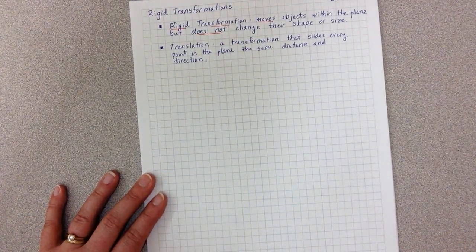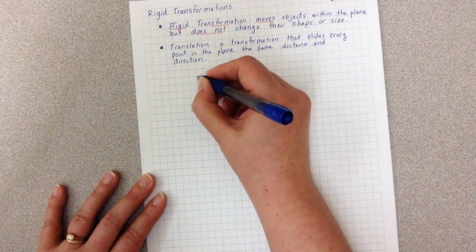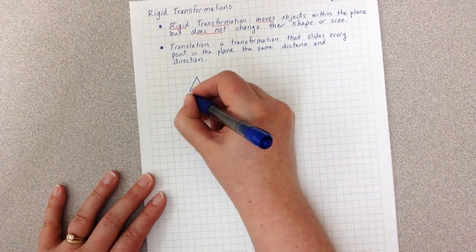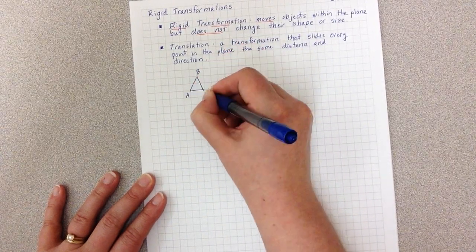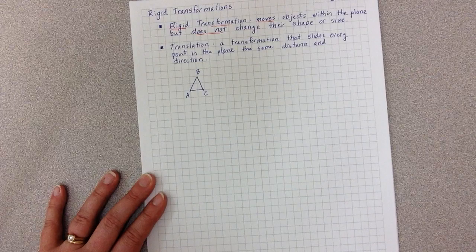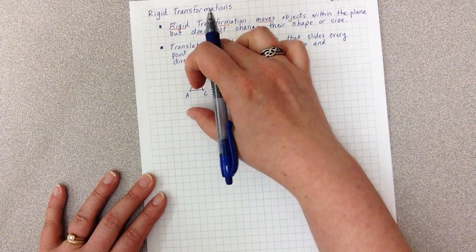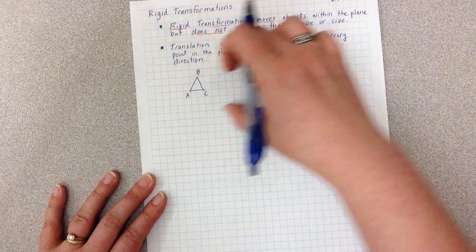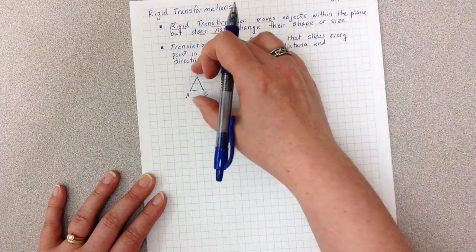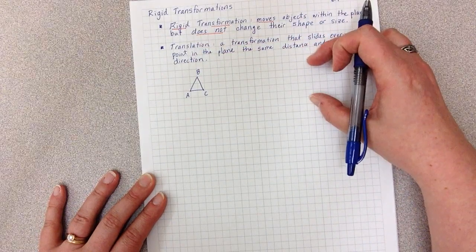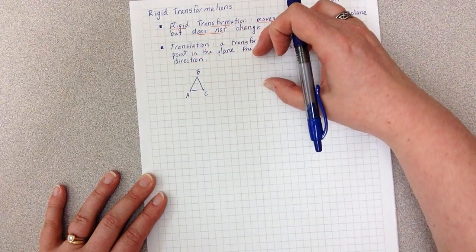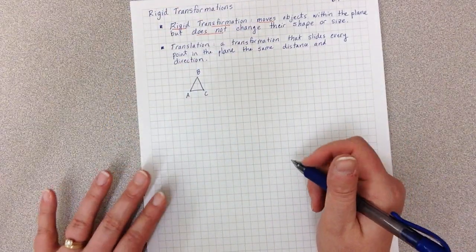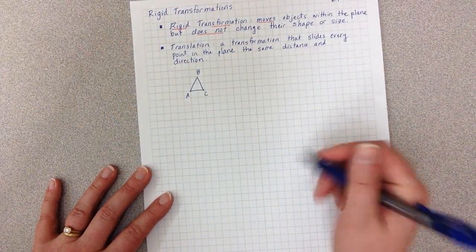But one way to think about it is if I had this triangle, and I'll name it ABC, and I translate it, slide it, and I can slide it in any direction and any distance. So I could slide it over just a little bit or a lot. I could slide it over at an angle. I could slide it over at an angle this way. I could slide it backwards. Any kind of slide that is happening.